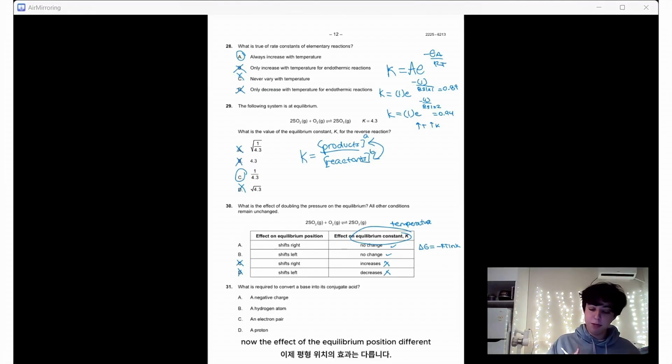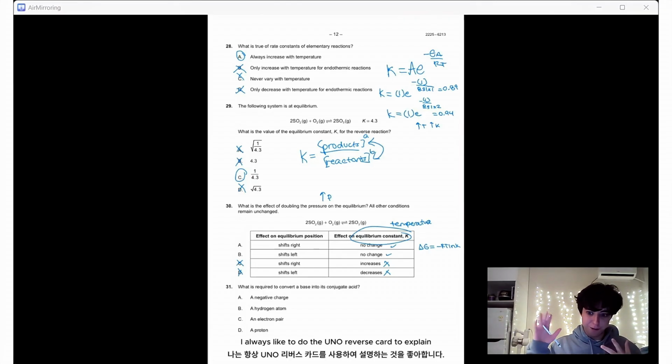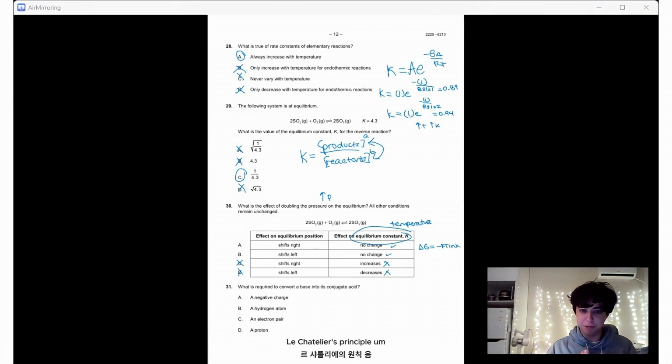Now, the effect on the equilibrium position is different. This is where we're going to be comparing the moles of gas. Whenever you are doubling the pressure, you are increasing the pressure, obviously. And so the system is going to shift in whichever direction has fewer moles of gas, trying to undo that increase. It's like the system's, I increased the pressure, and then some guy in the back's like, no, you didn't, and fixes it. So, Uno reverse. I always like to use the Uno reverse card to explain Le Chatelier's principle.